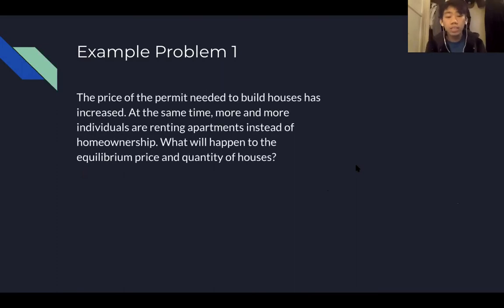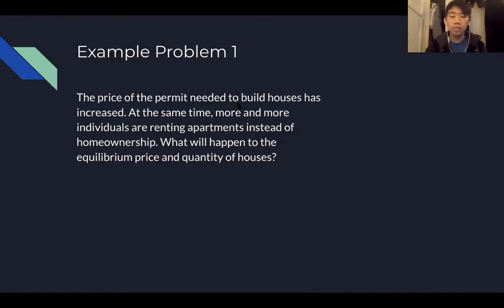The price of the permit needed to build houses has increased. At the same time, more and more individuals are renting apartments instead of owning homes. What will happen to the equilibrium price and quantity of houses? First off, as with any word problem, let's break it down. Let's work with the first sentence here: the price of the permit needed to build houses.